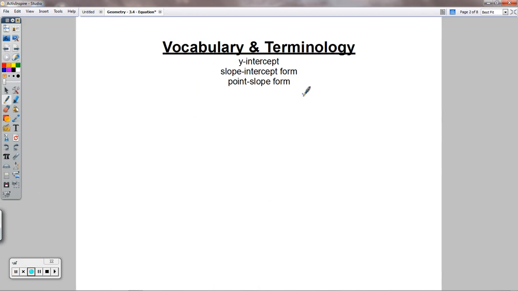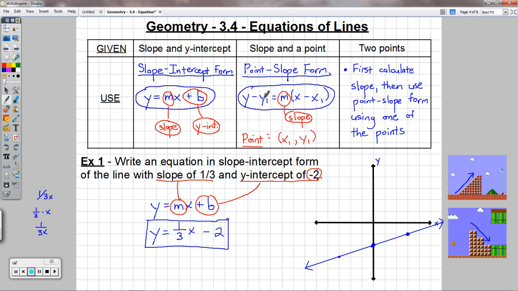But make sure you know that slope-intercept form is y equals mx plus b. Point-slope form is y minus y1 equals m times the quantity x minus x1. Make sure you know how to use those. Make sure you know how to go back and forth between those and how to graph those by the time we're all done here. Go back and review as needed.